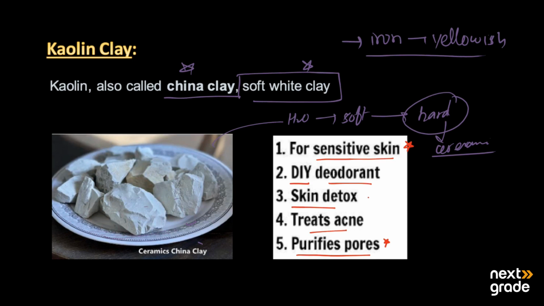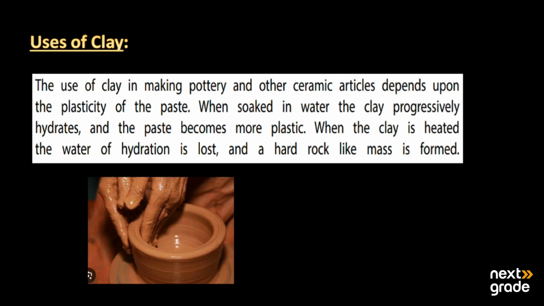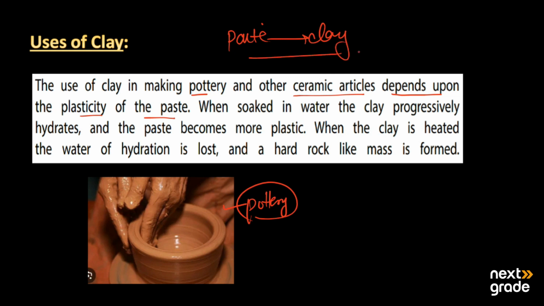Now let's discuss the uses of the simple clay. The clay is used in the making of pottery and other ceramic articles. This is the main pottery, in which we use the clay for the preparation of many ceramics, and all that depends upon the plasticity of the paste. The paste of the clay that we make for the manufacturing of the different ceramics depends upon the thickness or the thinness of that paste.